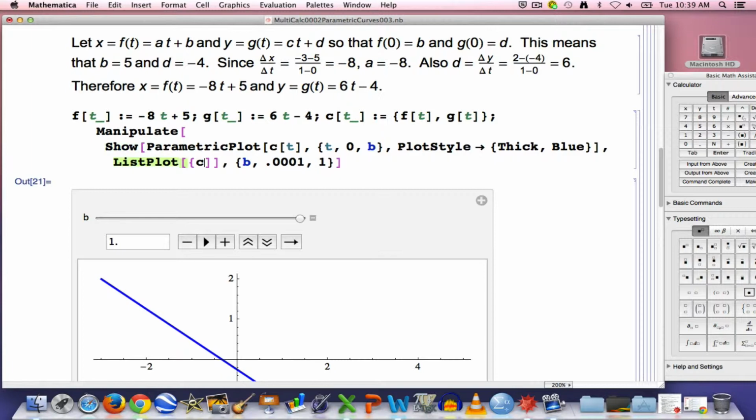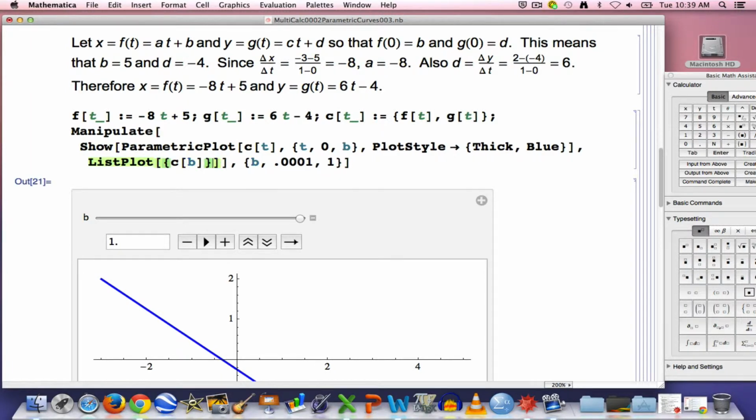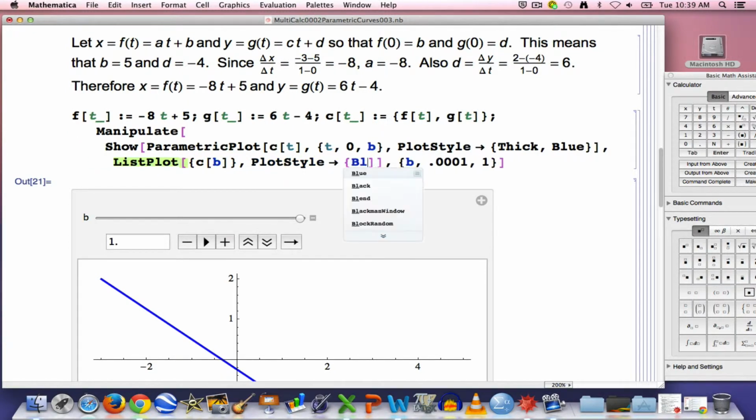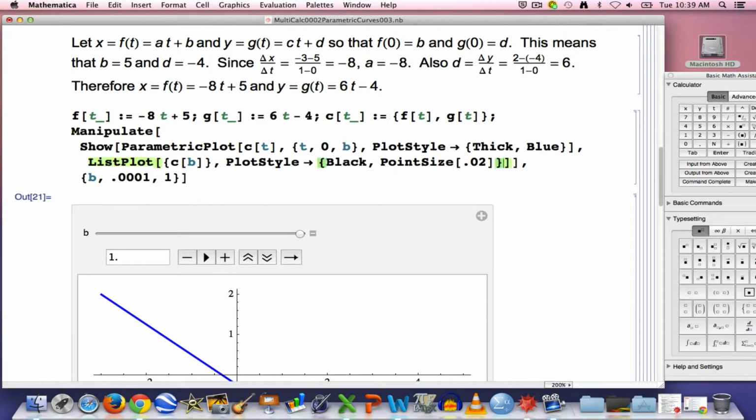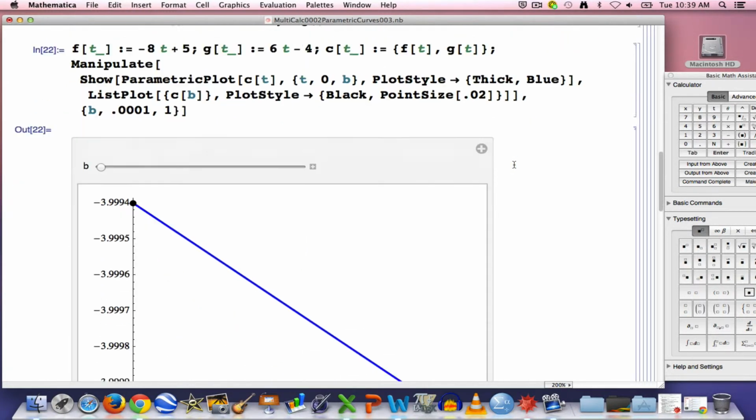I want to graph the point C of B as B changes. That will just graph one point for different values of B. You need to put it inside curvy braces like this. And if I add the option plot style arrow, let's make it black, and point size 0.02, that will make it nice and big. There it is.